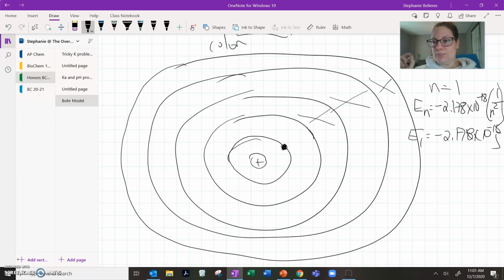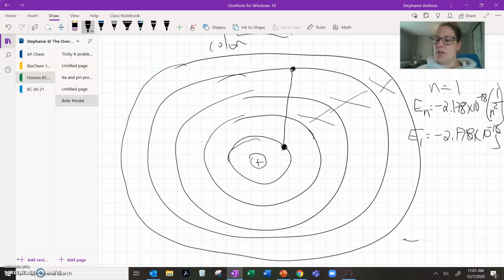Tenet number 3 said that if I expose this atom to energy, then the atom will absorb that energy, right? And that energy is going to cause the electron to move further away from the nucleus. So let's say it moves from n equals 1 to n equals 4, all right?